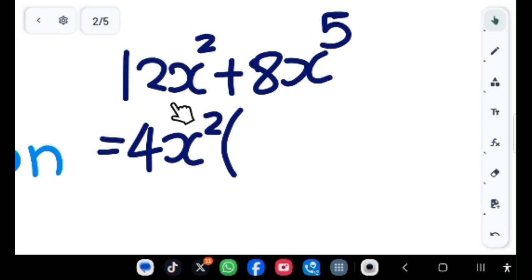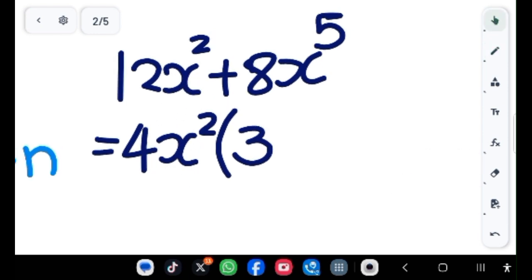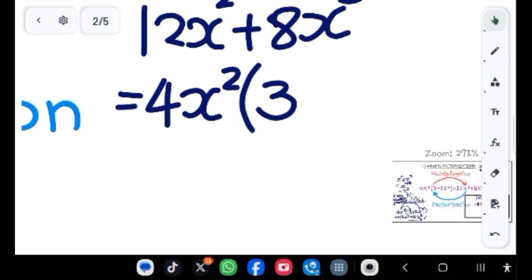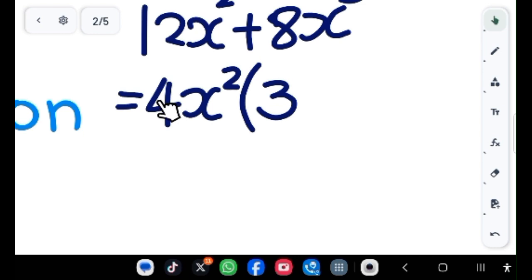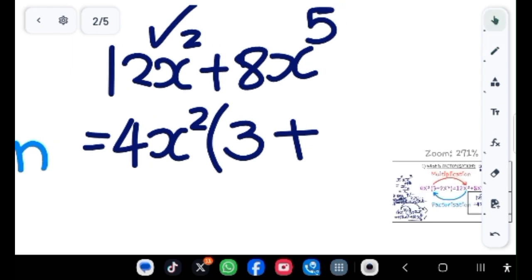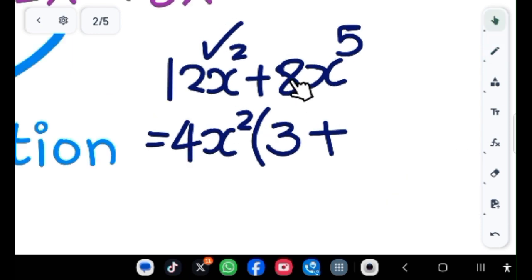Now you go, what is the number that I must multiply 4 by to get me back to 12? And that number is 3. And because x squared is exactly identical, you just leave it exactly like this, because if you go 4x squared times 3, that will give you 4 times 3, 12x squared. So that checks out.